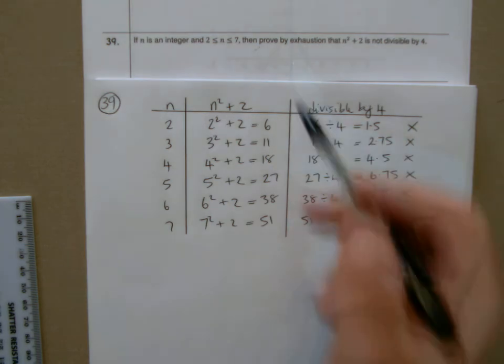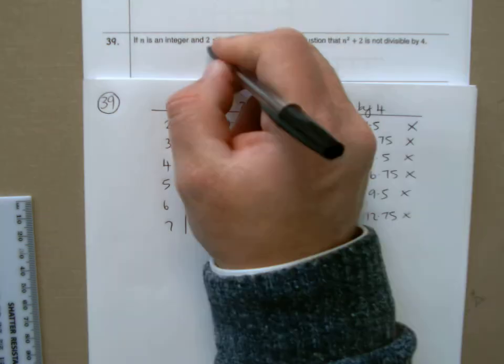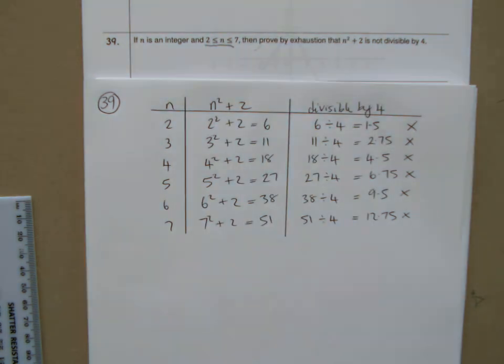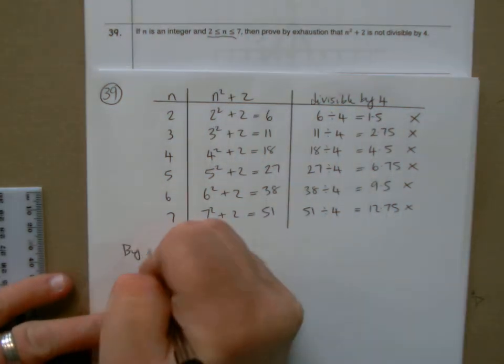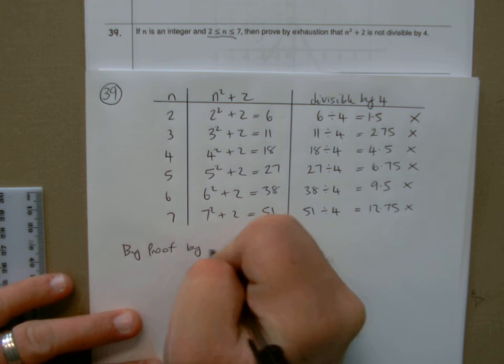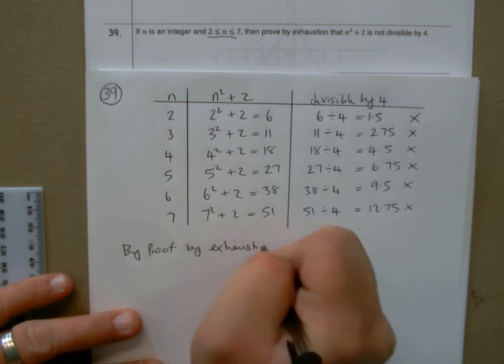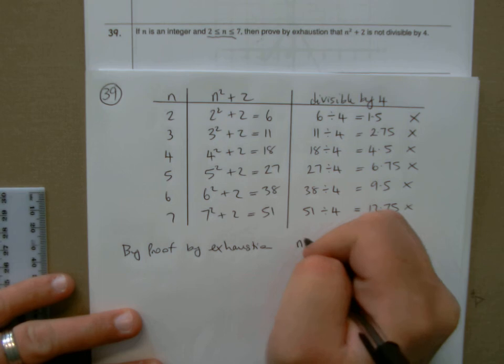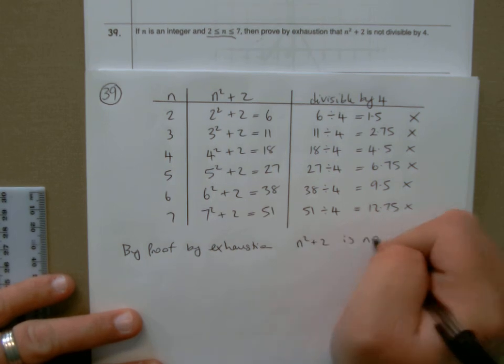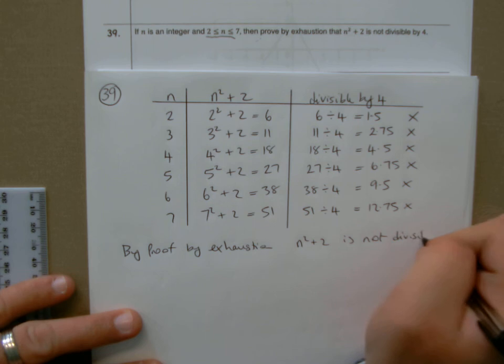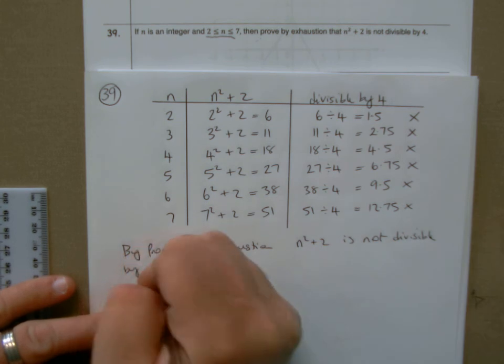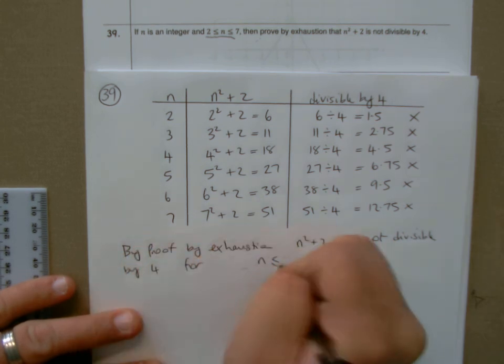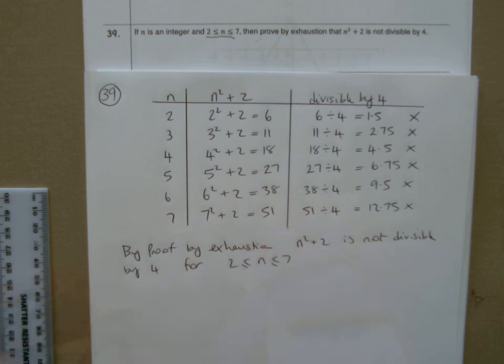That would continue our proof by exhaustion, but they only want us to check between 2 and 7. So we can say, by proof by exhaustion, n squared plus 2 is not divisible by 4 for n between 2 and 7. We've checked them all. That's what proof by exhaustion means: you're literally exhausting every possibility, and we've shown that none of them are divisible by 4.